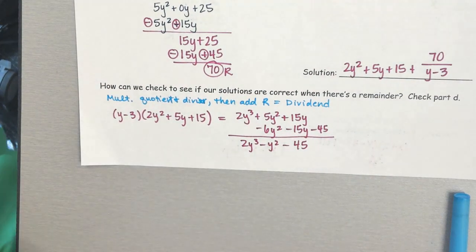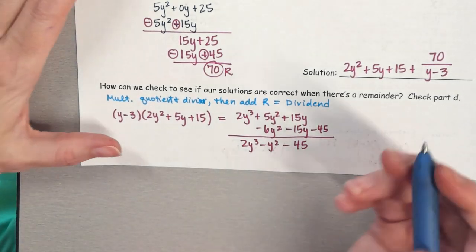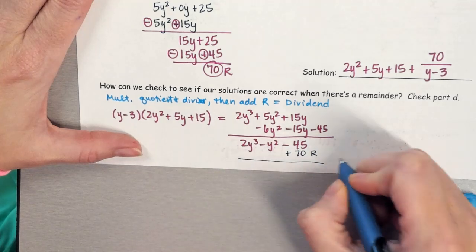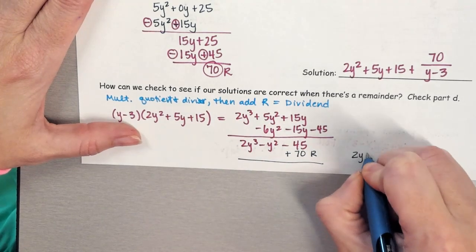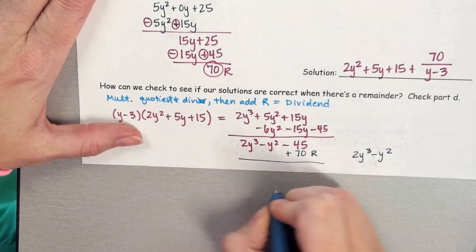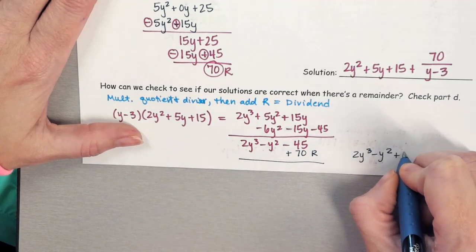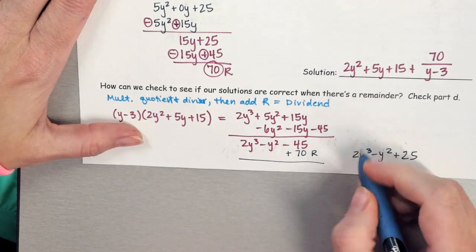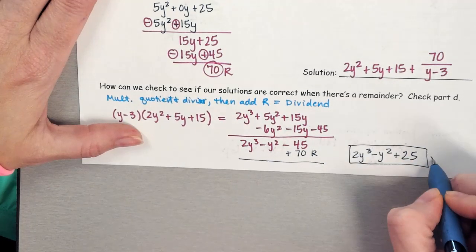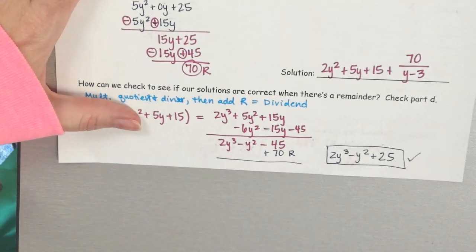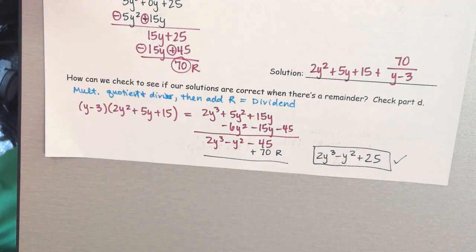Now you have to just add that remainder. So your remainder was 70. So if you add 70, you get 2y cubed minus y squared. What's 70 minus 45? Close. Good. And then see how this is your dividend? Okay, so you can always check to make sure that you did that correctly.